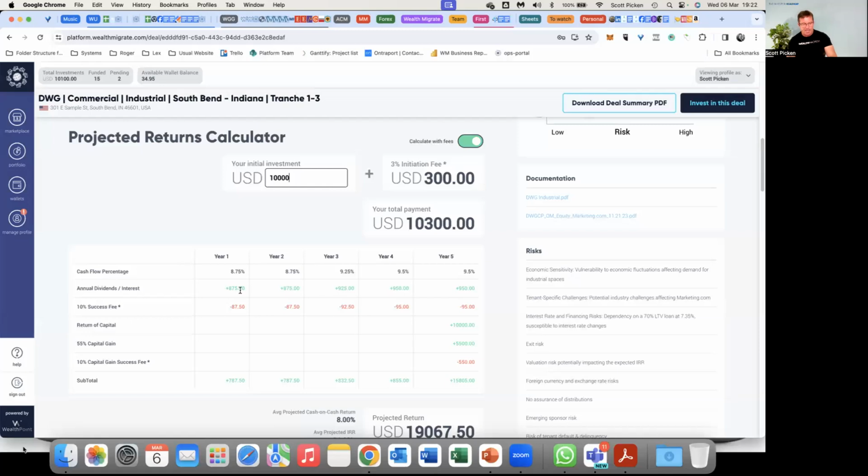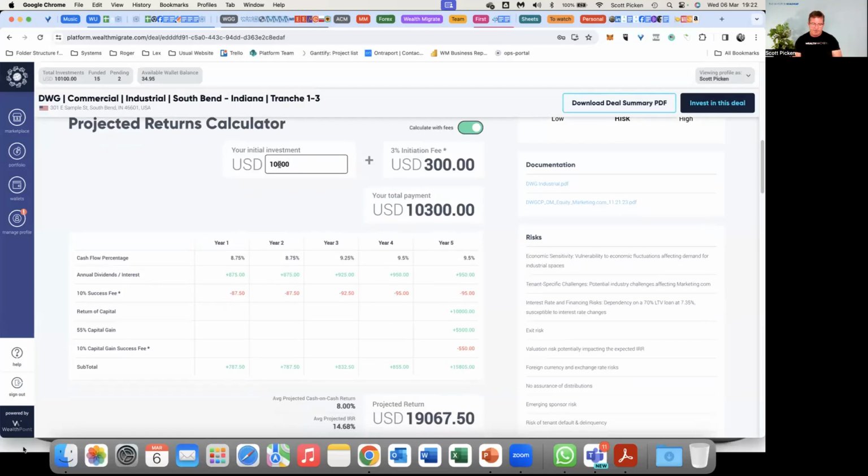So you can actually see the income here in green. You can see the fees, so complete transparency. And you can see the net in my pocket. So you can see when I'm earning my money, and you can see the total return. So if I invest $10,000 over 5 years, I'm going to be getting $19,000 back over 5 years. And I can do it with fees or without fees.